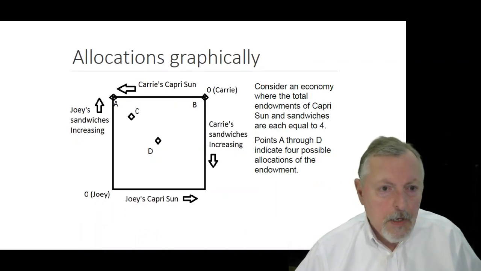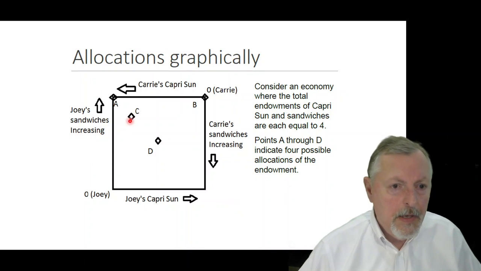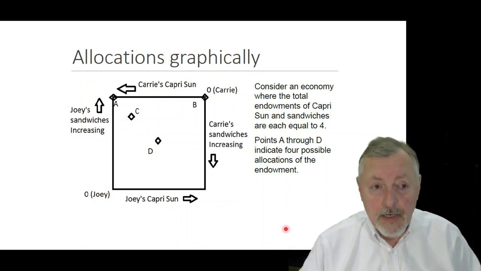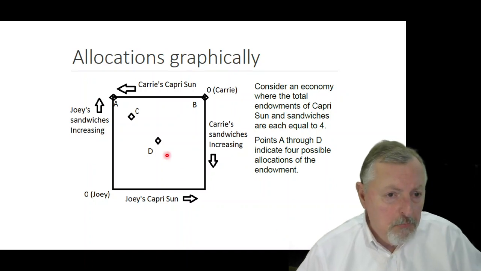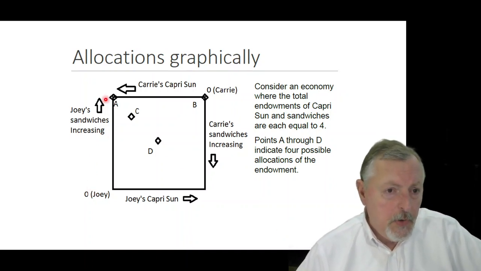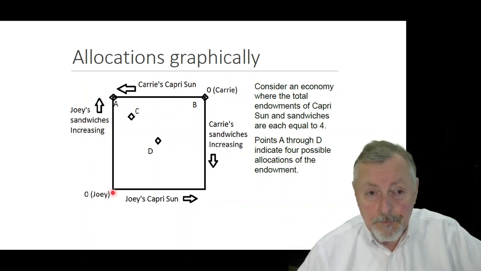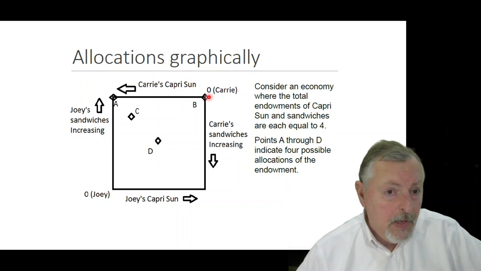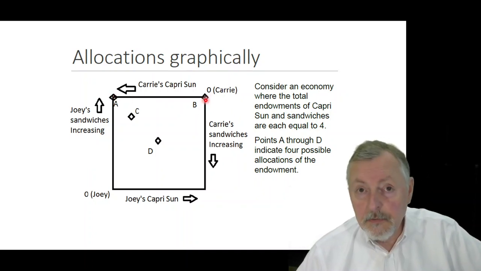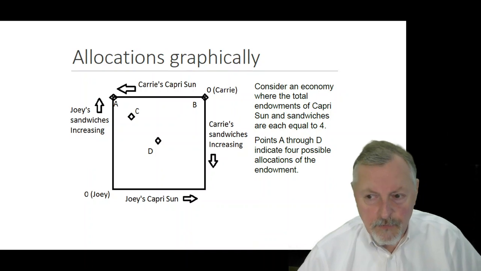Now, here are A, B, C, and D, 4 possible initial allocations. Let's look at A. With A, Joey has a whole bunch of sandwiches, but no Capri Sun. Carrie has a whole bunch of Capri Sun, but no sandwiches. Pretty straightforward.